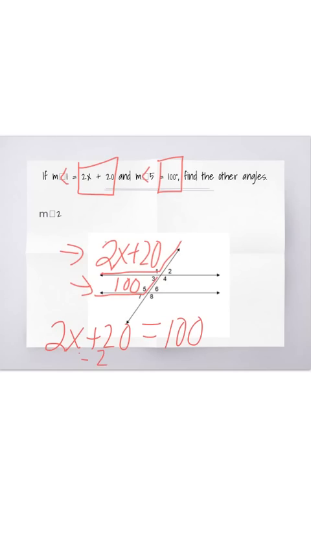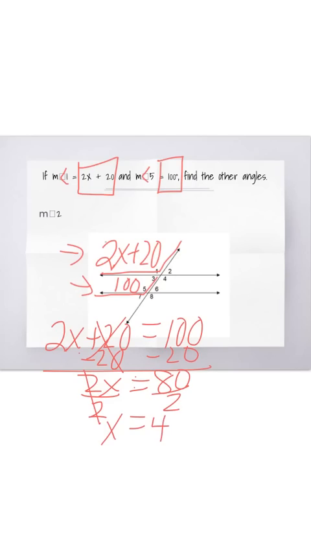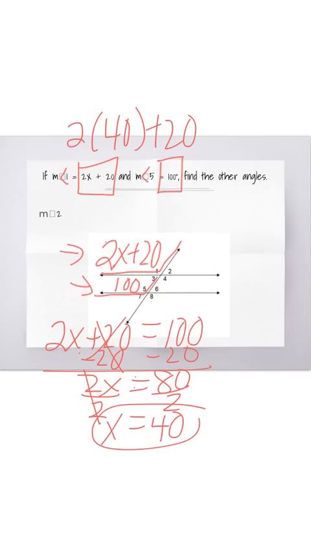Undo the addition by subtracting 20 from both sides, and that will leave you with 2x equals 100 minus 20 is 80. Then undo the multiplication by dividing by 2 on both sides, and that leaves x equals 80 divided by 2, which is 40. So now we can plug in and find the measure of angle 1. The measure of angle 1 is 40 times 2 plus 20. 2 times 40 is 80, and 80 plus 20 is 100. So we know that angle 1 is 100 degrees, and angle 5 is 100 degrees.